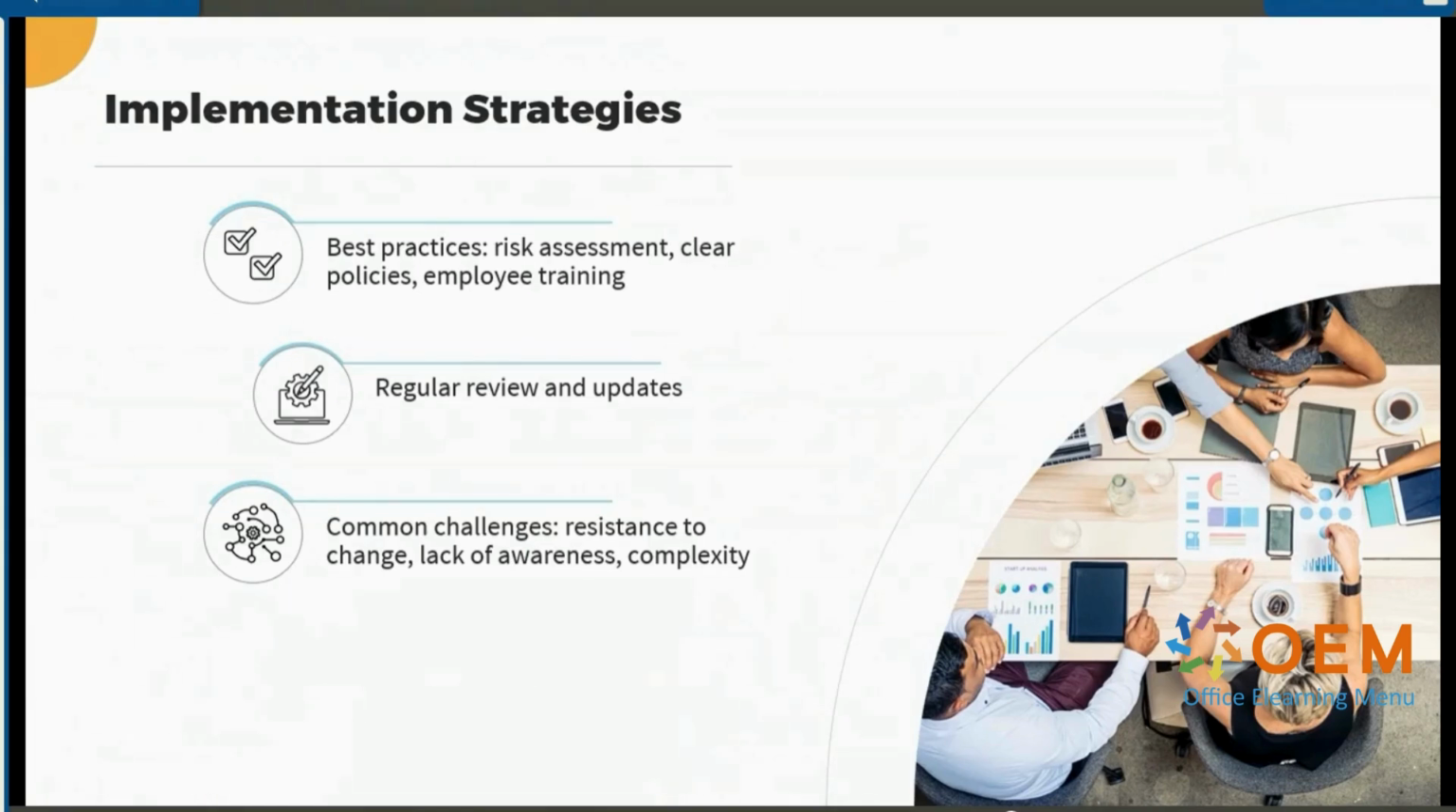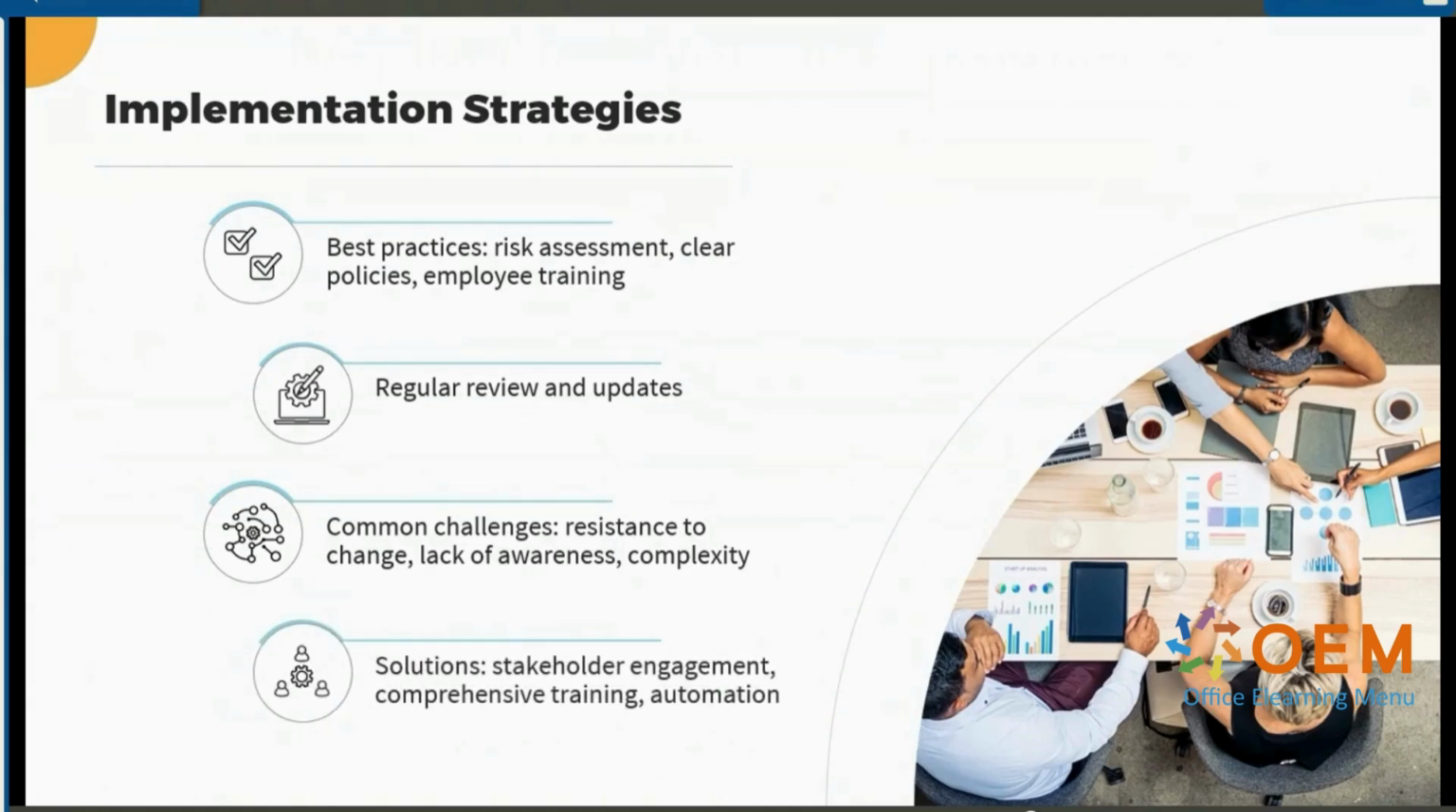Common challenges in implementing information protection include resistance to change from individuals, lack of awareness or understanding of the tools, and the complexity of managing the policies and configurations. To address these challenges, organizations should engage stakeholders early in the process, provide comprehensive training and support, and leverage automation and integration capabilities to help streamline management activities and reduce the administrative burden.